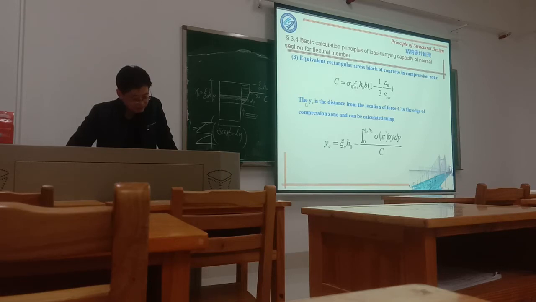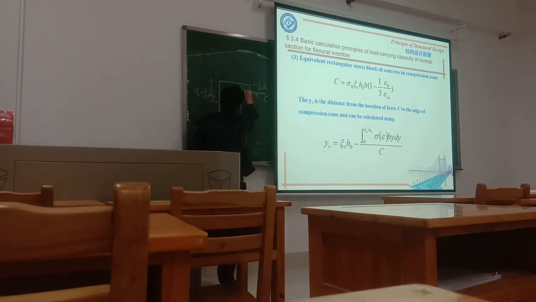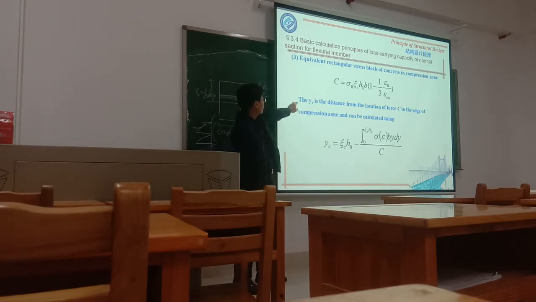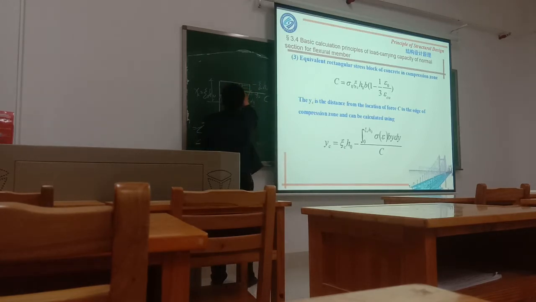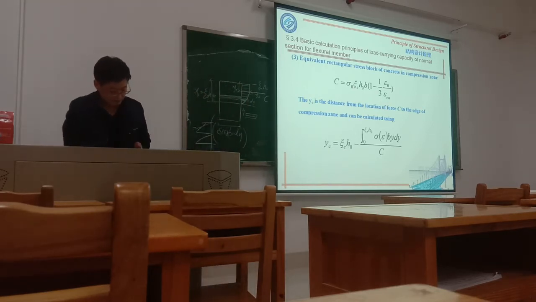Okay. So where C is the distance from the location of the force C to the edge of the compression zone, and the calculation is where C is this point, the action point. This part is the distance from the location of the force to the edge of the compression zone. So where C equal to this.